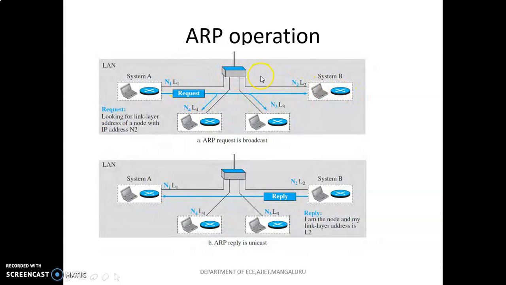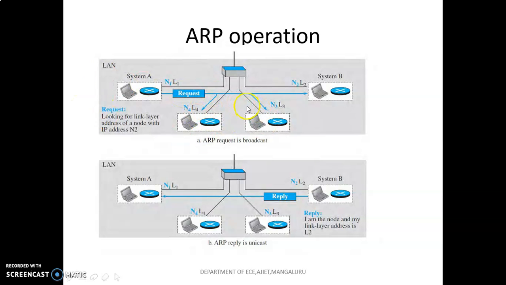Every host or router on the network receives and processes the ARP request packet, but only the intended recipient recognizes its IP address and sends back an ARP response packet. Once the request is broadcast all over, that particular recipient recognizes its IP address and replies, telling that this is my address, you can send to this address. The response packet contains the recipient's IP and link layer address. The packet is unicast directly to the node that sent the request packet.